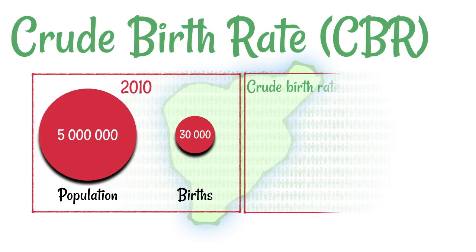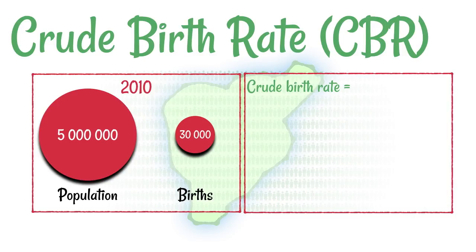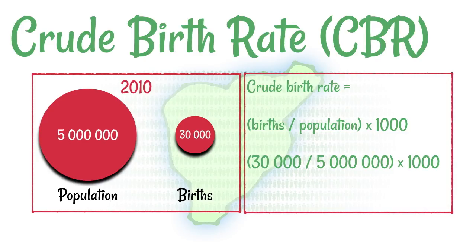We can easily calculate the crude birth rate from that. Remember that we've got to get this out of 1,000. To do that, we just do births divided by population times by 1,000. And that gives us 30,000 divided by 5 million times by 1,000. And that gives us a value of 6 births per 1,000. So that's the crude birth rate for this nation.